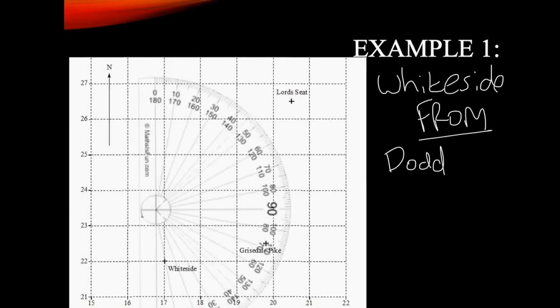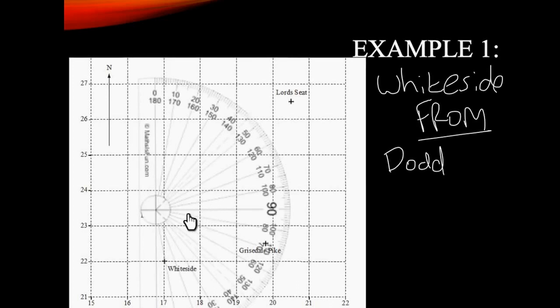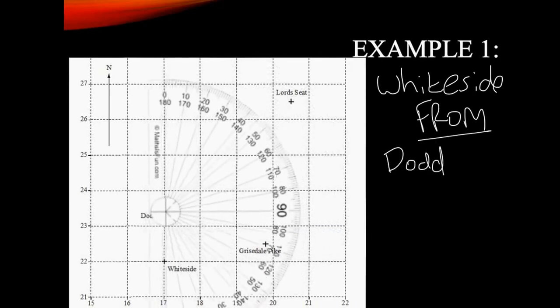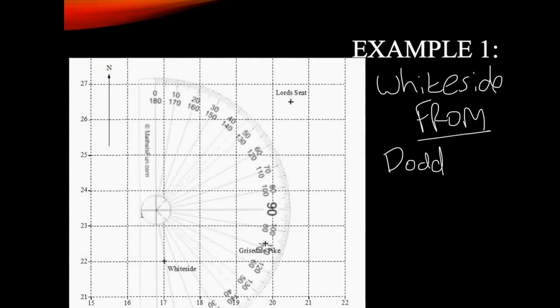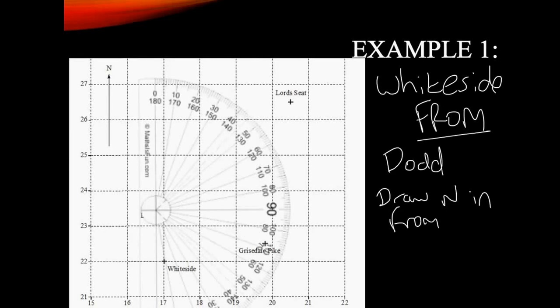You'll notice that I've lined it up, so I've got 0 pointing upwards. So I've got 0 up here. This is my north line. Now what you would actually do is draw a line in going north from Dodd. I'm not going to do it on here because it gets confusing, but if I were to do that, then we can see that we would have a line going straight up from Dodd. Okay, now what I'm also going to then do is look at measuring around. So number one, draw north in from the place that it says from.